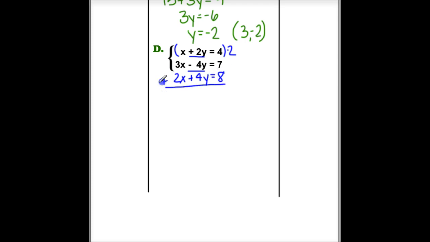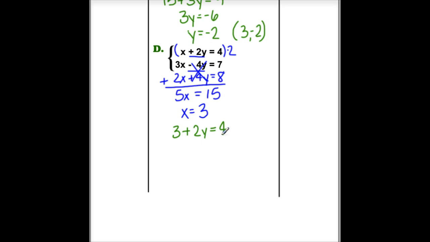Add these two equations together. 3x plus 2x is 5x. Negative 4y plus 4y cancels. 7 plus 8 is 15. Divide both sides by 5, you get x equals 3. Substituting that back in, I'm going to put that into my first equation, and I get 3 plus 2y equal to 4.